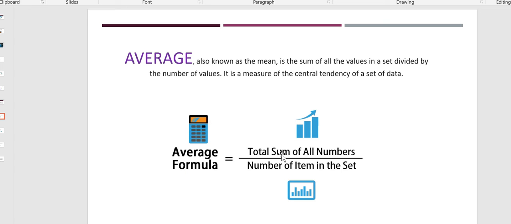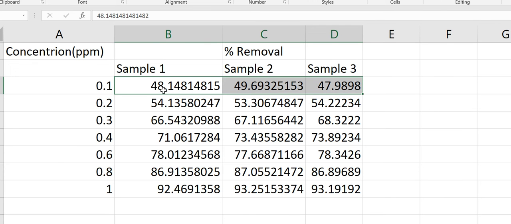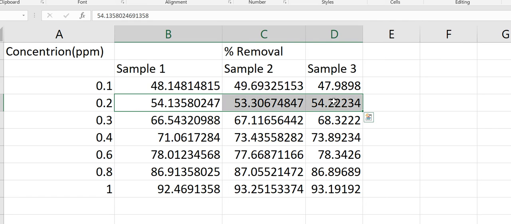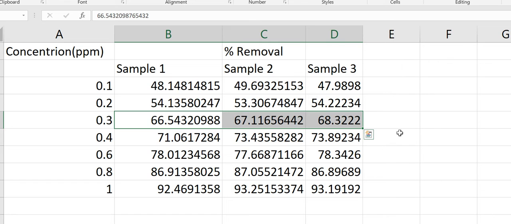So this is basically the formula of average, that is the total sum of all numbers divided by the total number of items in a set. You are taking the average of all these values for 0.1 ppm. For 0.2 ppm, you will again add these values and divide by their number, that is 3. And for 0.3 ppm, you will again sum all these values and divide the answer by 3. In this way, you will get the average of all your experimental data here.